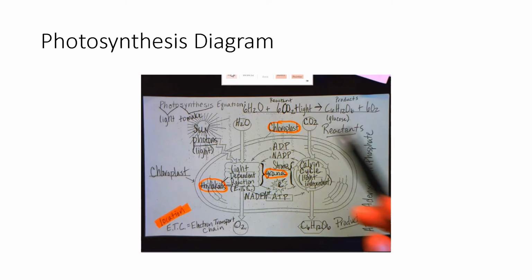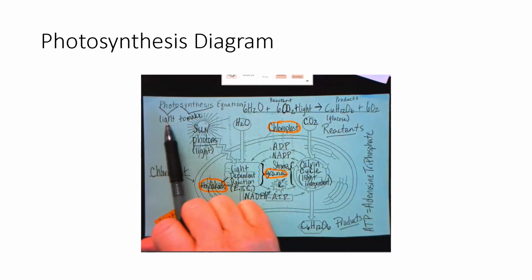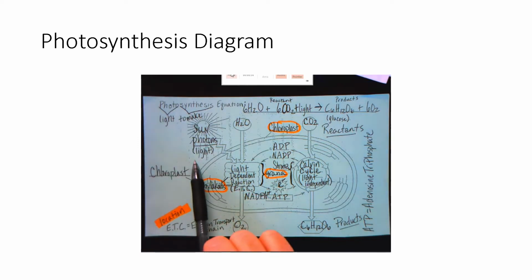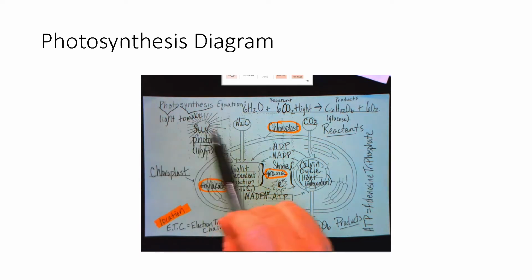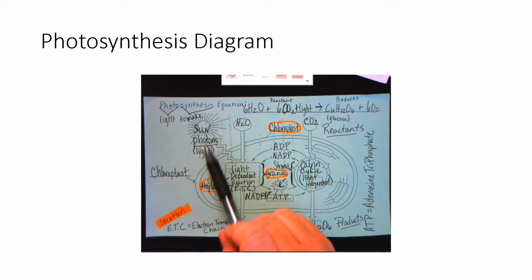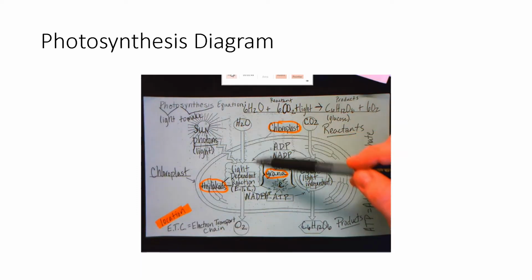There we go. You can see that a little better. Remember that the word photosynthesis means to make with light. Photo means light. Synthesis means to make. We start with the sun, which are little packets called photons. That's light. And H2O entering into the chloroplast.